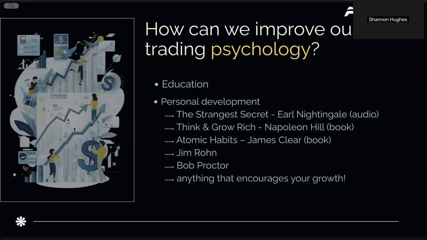Okay? Think and Grow Rich by Napoleon Hill. Again, if you're not a book person, you can listen to this on audio, but that book is literally a manual on how to become wealthy. It literally is step by step. This is everything you need to do in order to see the kind of success that you want to see.